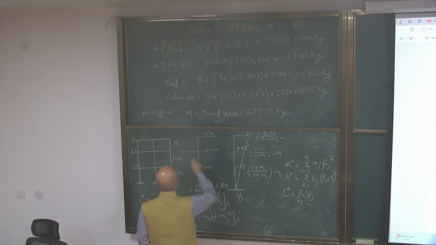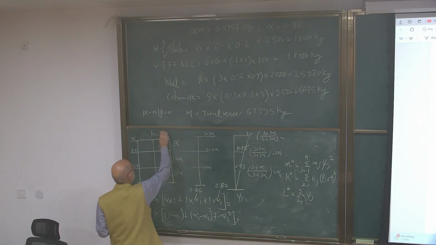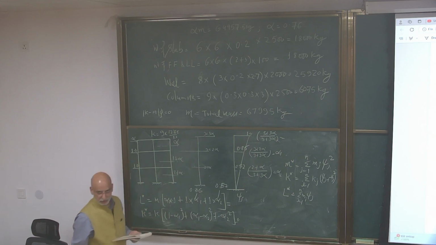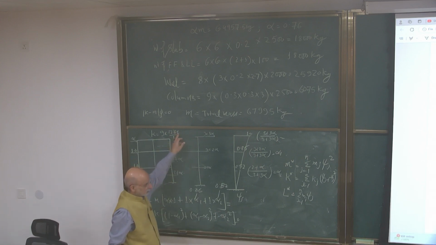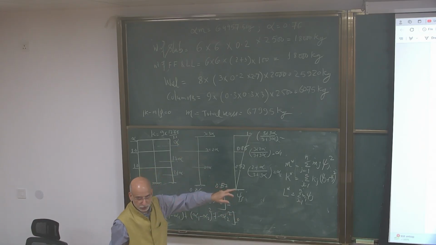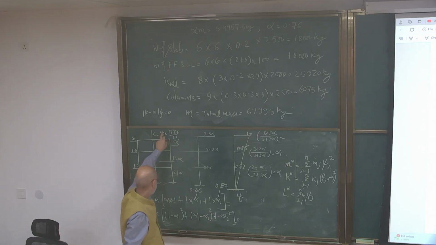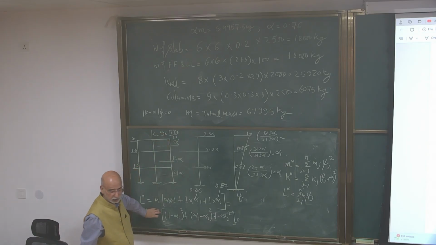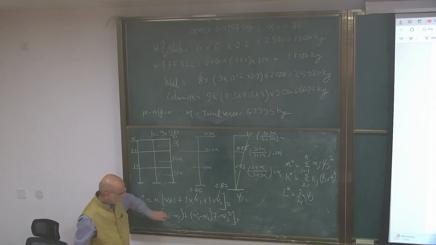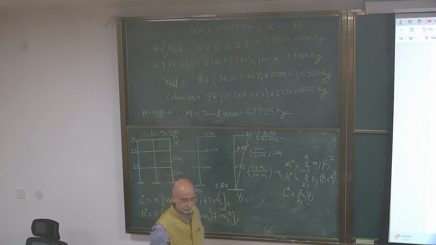K is 9 columns, 12 EI upon L cubed. E you know, 5000 root FCK. Column size is given, 300 by 300. I is known, L is 3 meter, known to you. So at each floor the K is known. So that is why I had taken K out. K1, K1, K1 or Ki, and so it is the same, so I have taken it outside. So remaining is the relative terms. So this is why this is coming.